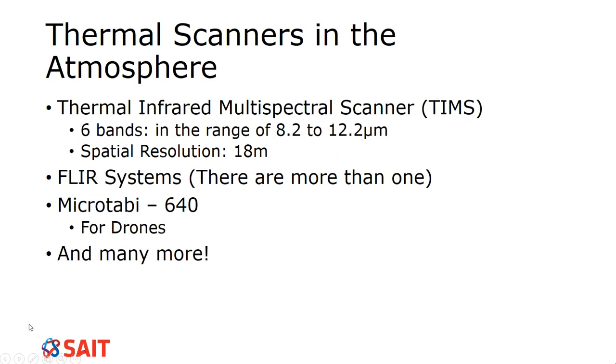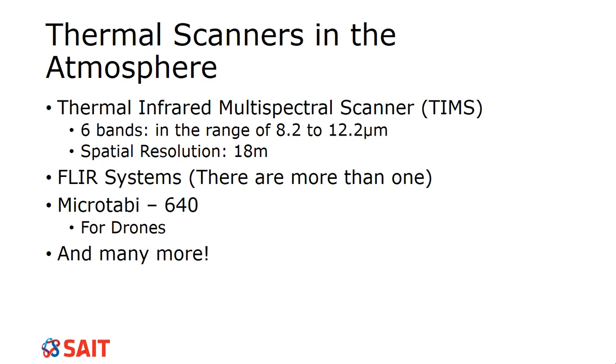Then we have ones in the atmosphere. So whether you put it on an airplane, a helicopter, or a drone, we have the Thermal Infrared Multispectral Scanner, TIMS. It has 6 bands, and it has a spatial resolution of 18 meters. Of course, that's affected by how high you were flying. So that's another one to keep in mind.